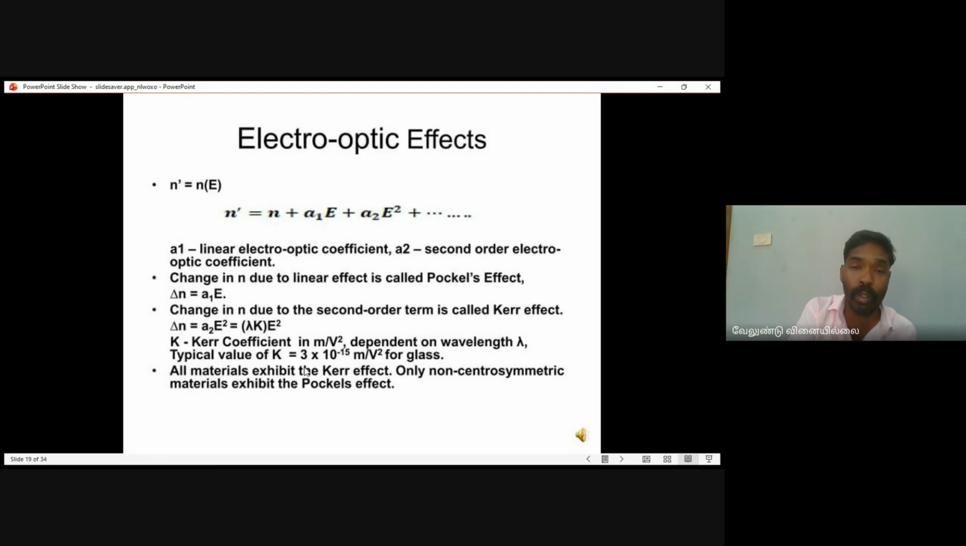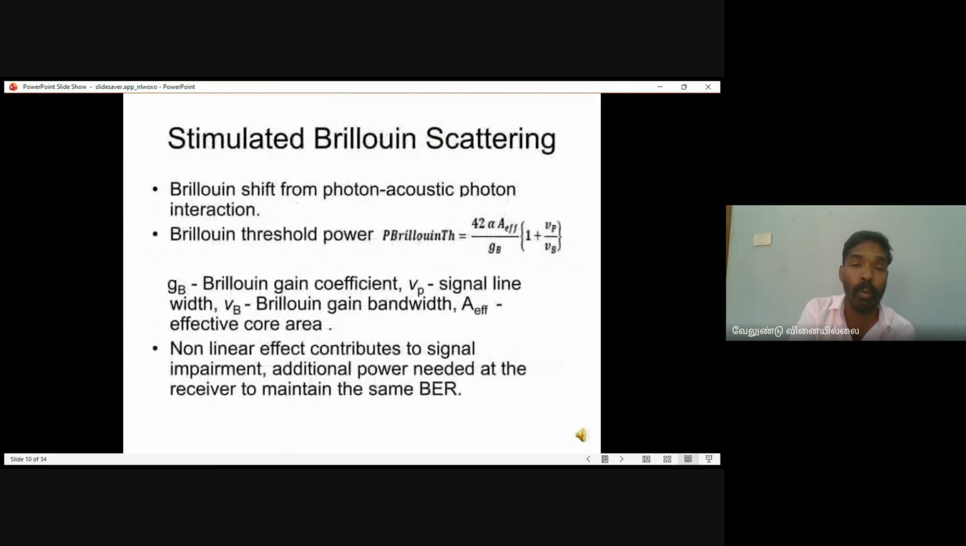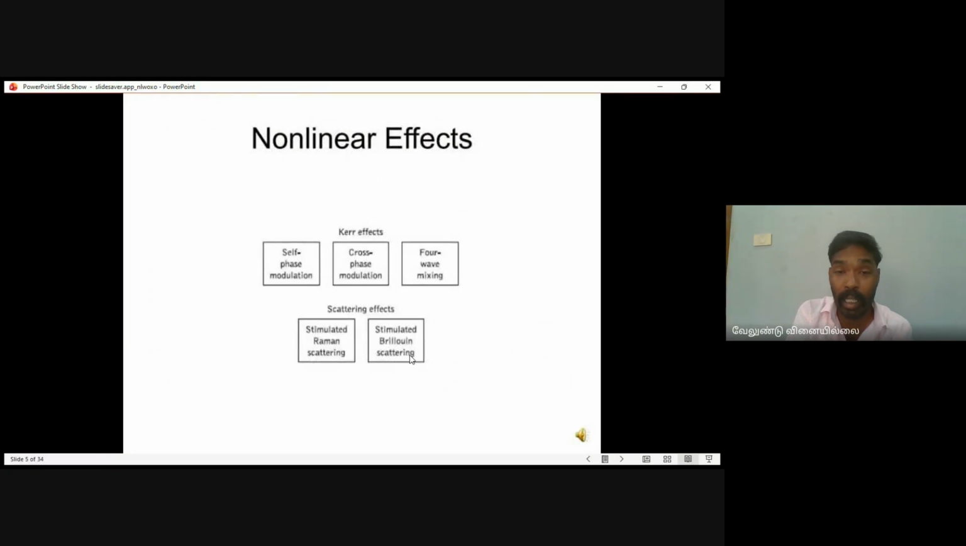Do you remember that already? I want to show you the very first slide. This is the Kerr effect, right? The Kerr effect is self-phase modulation, cross-phase modulation, and four-wave mixing. The scattering effects are stimulated Raman scattering and stimulated Brillouin scattering. So now we have finished these two scattering effects, and we are moving to the Kerr effect, which falls under the electro-optic effects. What is the Kerr effect? An electro-optic effect.